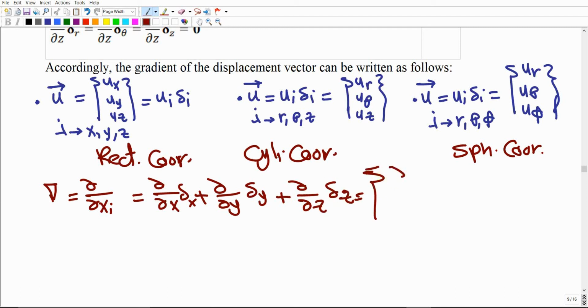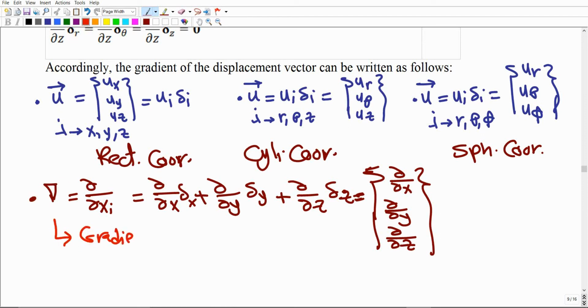which can be written in vector form as partial by partial x, partial by partial y, and partial by partial z, like the partial derivatives with respect to x, y, and z, right? So this is simply a vector with three components, very simple. This is the gradient operator in the rectangular coordinates, right?